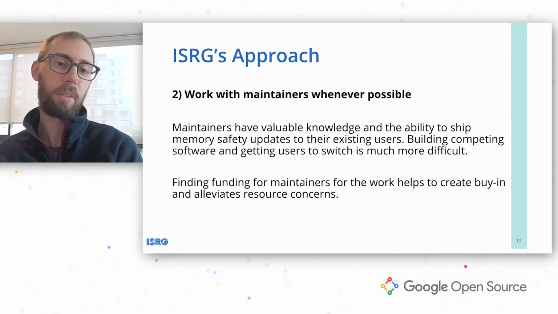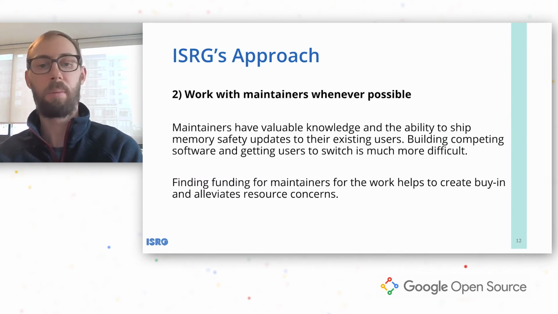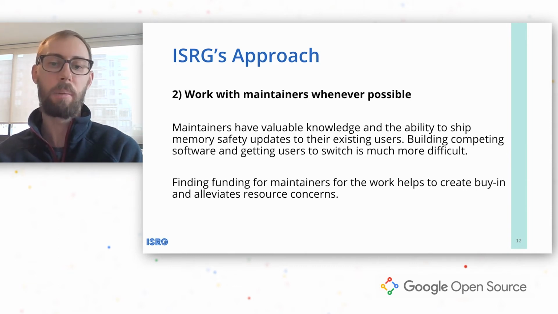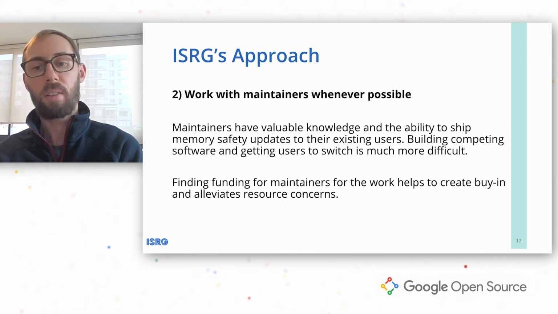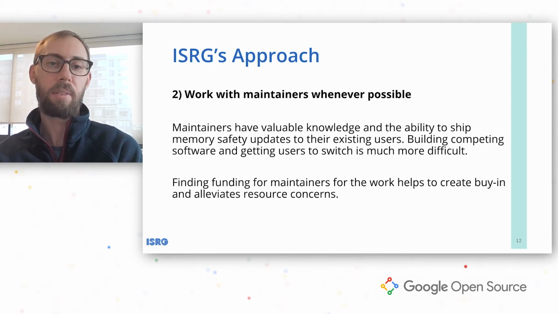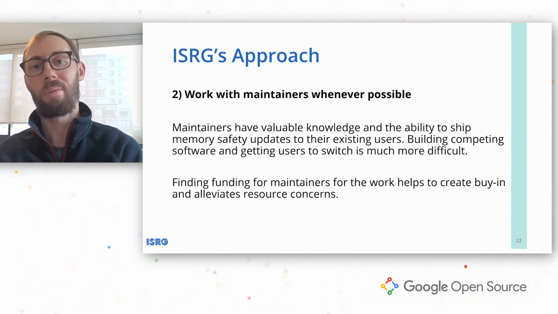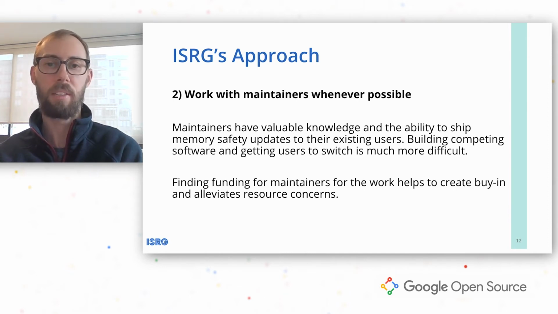So this brings us to slide number 2, which is we want to work with maintainers whenever possible. Maintainers have really valuable knowledge about their software and the people who use it, but they also have the ability to ship memory safety updates to existing users. If you can't get a maintainer on board and you can't change software that already exists, you have to build competing software and get users to switch to the safer version. That is much more difficult. We would so much prefer to work with existing maintainers and then be able to ship updates directly to users without them having to do anything except run the update processes that they should already be running.